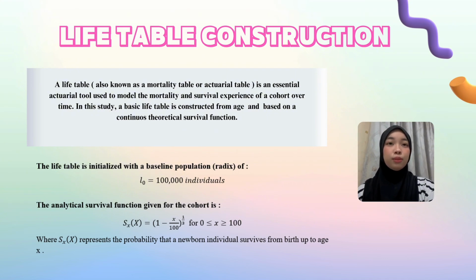Our model is built around a continuous theoretical survival function, where the probability of a newborn surviving from birth to age x is given by the analytical function S0(x) equal to (1 minus x over 100) to the power of 1 over 2. This applies for each x from 0 until 100, tracking the survival probability across the cohort's entire theoretical lifespan.